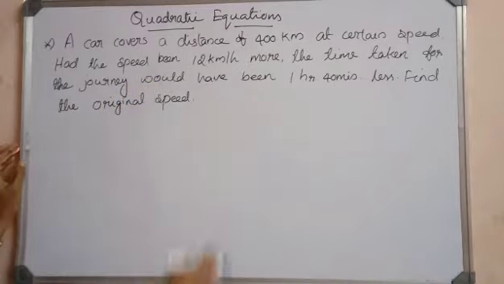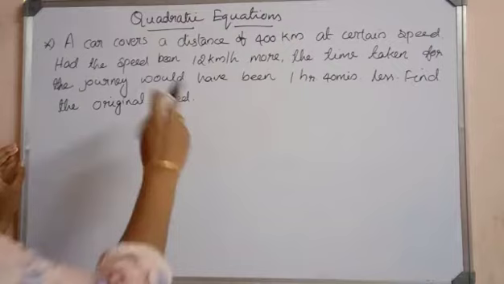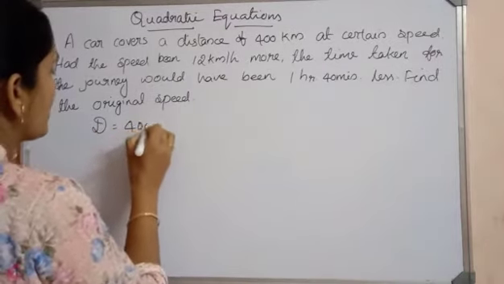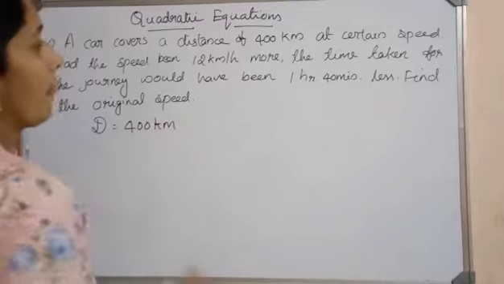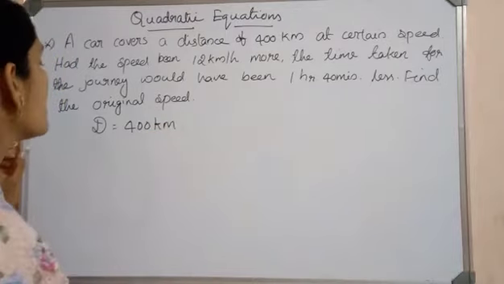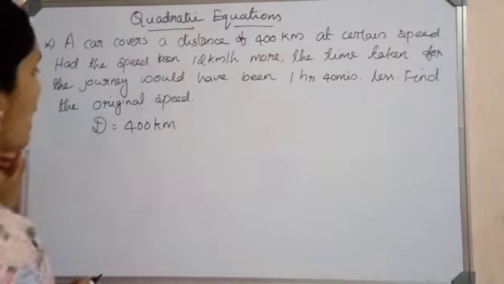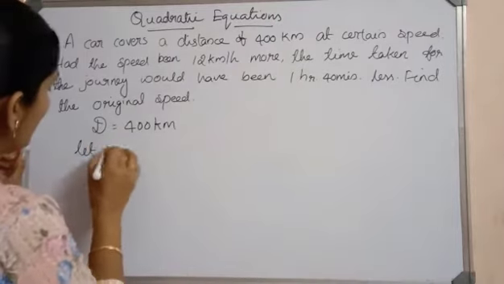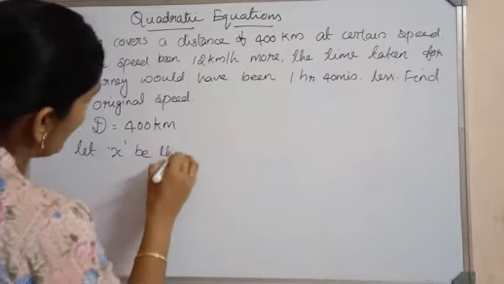So first let's write down all the data given. It is given that the distance covered is 400 kilometers. And so let's consider the original speed of the car as x. Let x be the original speed.